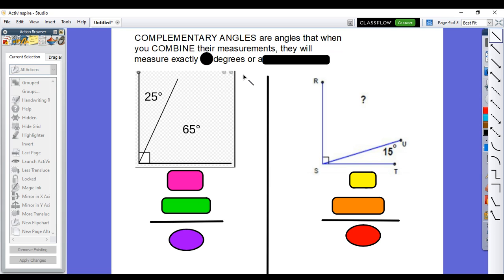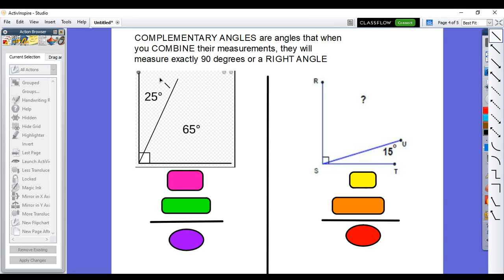All right, we're back and we're going to finish talking about complementary angles. Take a few seconds and remember what complementary angles are. Excellent. Complementary angles are when you combine measurements to get exactly what degree? Wonderful. A 90-degree angle. We also know a 90-degree angle is called a what? A right angle.